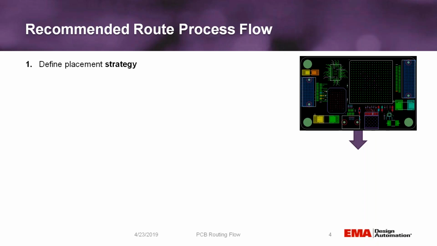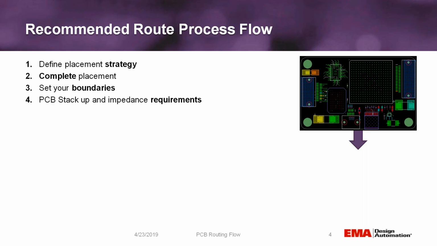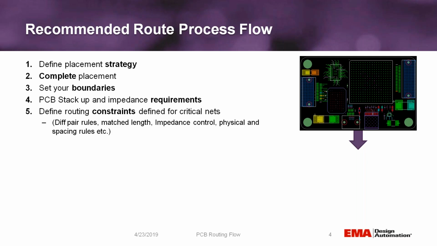So the recommended process flow is to define your placement strategy, complete your placement and get it approved, set your boundaries. Now, what we mean by this is setting your route keep-ins, route keep-outs, via keep-ins, via keep-outs, specify any stack-up or impedance requirements for any critical nets. From there, you can define your constraints on those critical nets, whether they're differential pairs, matched length, impedance control, any special physical or spacing rules that you want to employ.